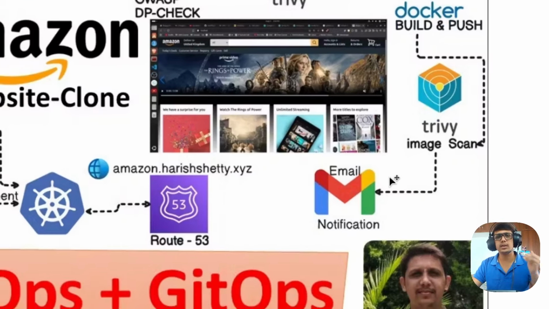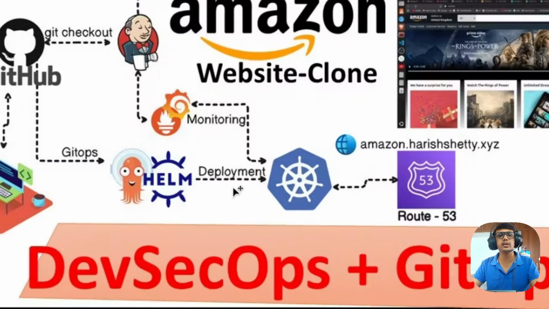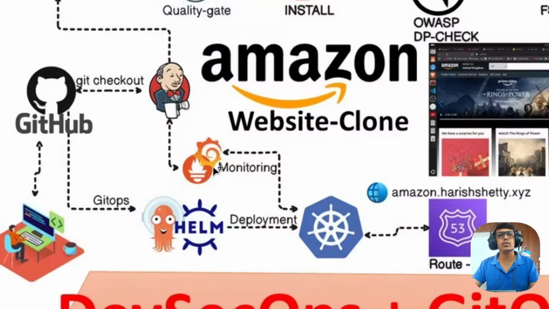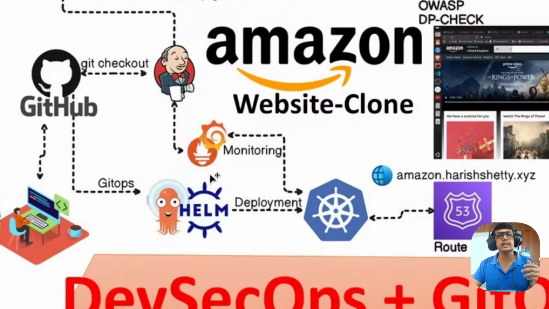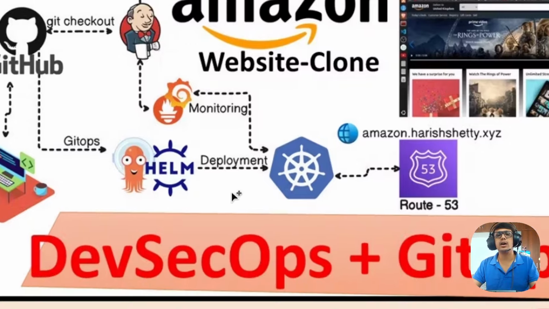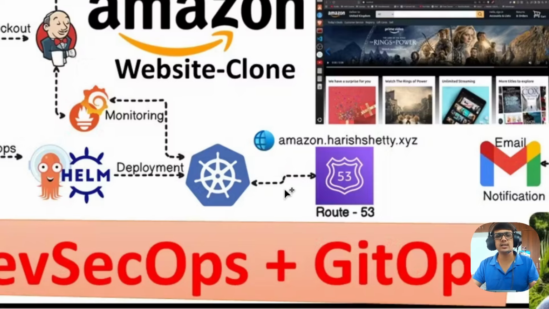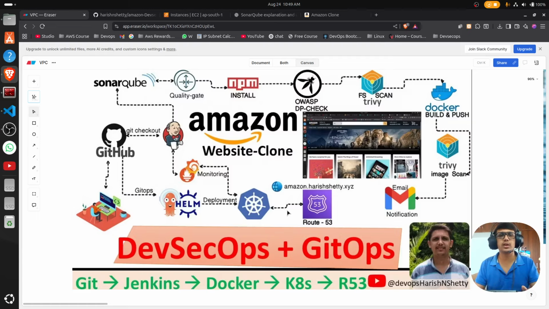Once the pipeline is successfully done, we get a notification via Gmail. And one more thing we are going to implement in this project: we are creating the K8s cluster and also installing Argo CD. With the help of Argo CD, the Docker image is going to be deployed in the K8s cluster automatically. And one more, we are going to monitor the Jenkins application as well as the node and the K8s cluster. And we are accessing this application via Route 53. These are all the things we are going to do in this project.